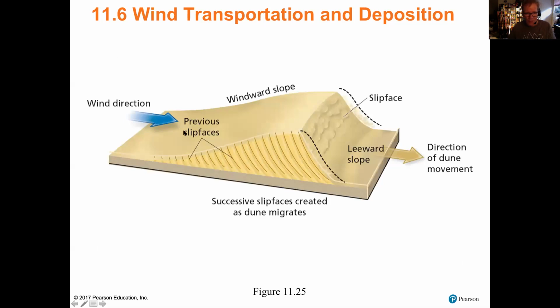So here's the wind direction. The wind blows the sand up here, and finally gravity will pull it down on the leeward side, so that's your slip face. So then this is the movement of the dune. And so sand keeps piling up, and the dune will keep moving, in this case, from left to right.